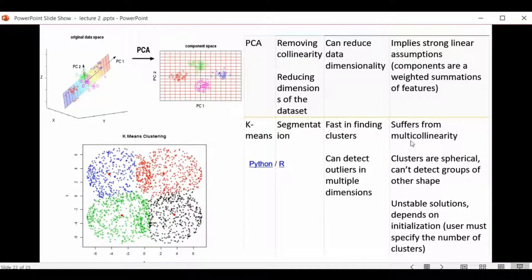It suffers from multicollinearity. That's a term we'll look at in the next lecture. And it can only be used for clusters that are spherical. It can't detect any other shape. And its performance depends on how it's initialized. So, for example, you need to define how many clusters are in the space, which is not very easy if you don't know beforehand.